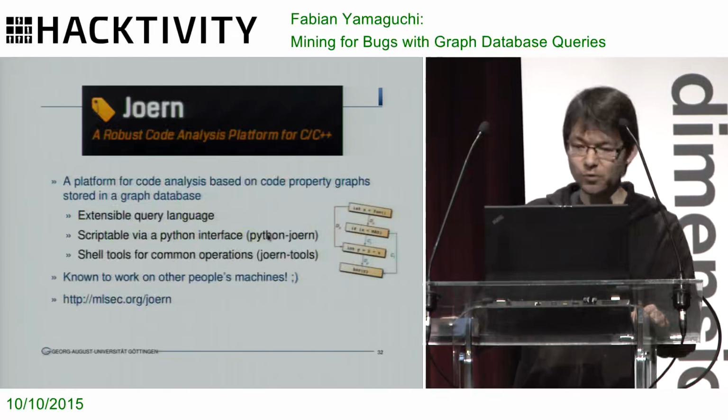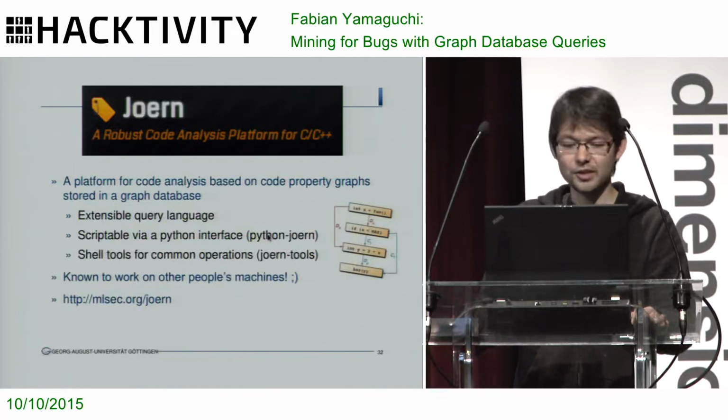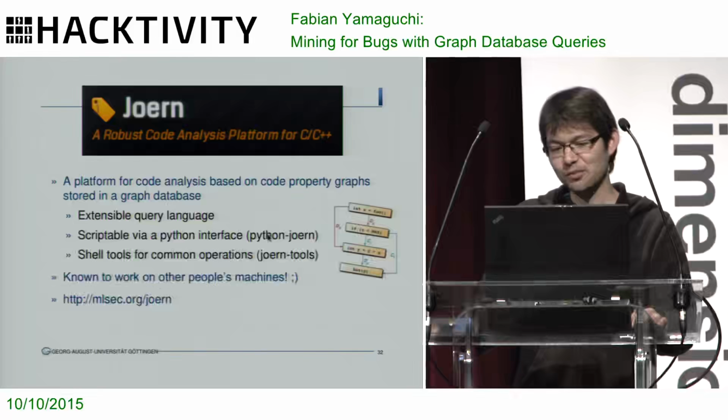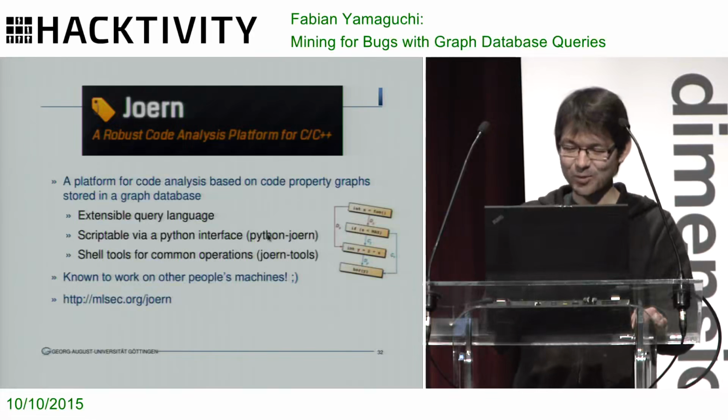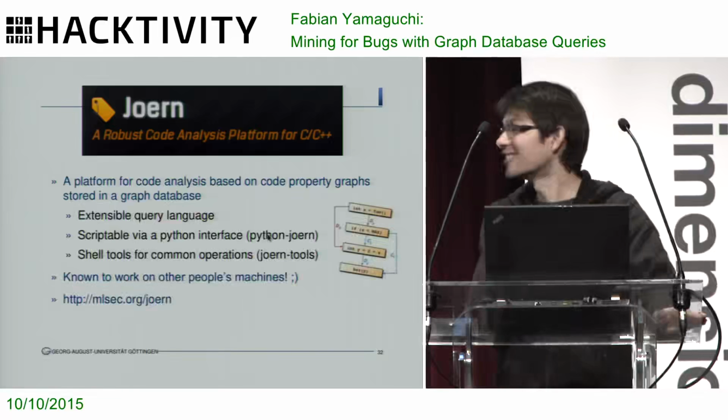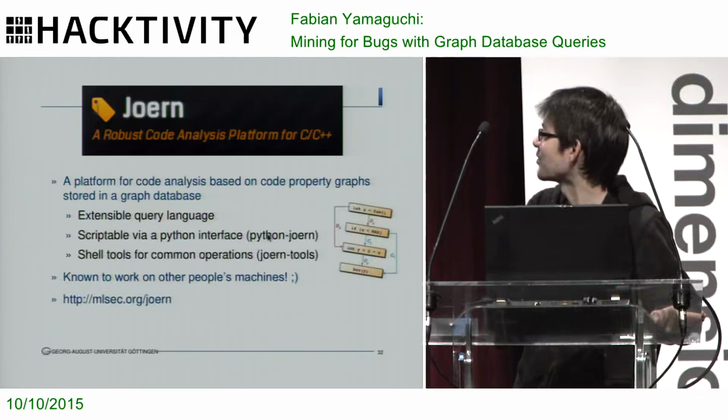And we did this, and we built a platform, and you can use this, download it. Everything's available. The platform is called Joern, and it processes C and parts of C++. And there's a Python scripting interface and some shell utilities you can use. And it's actually been tested to work on other people's machines, so it's made me very happy that it doesn't just run on my machine. This is probably the first of my projects where this is true. You can download it at mlsec.org/joern.